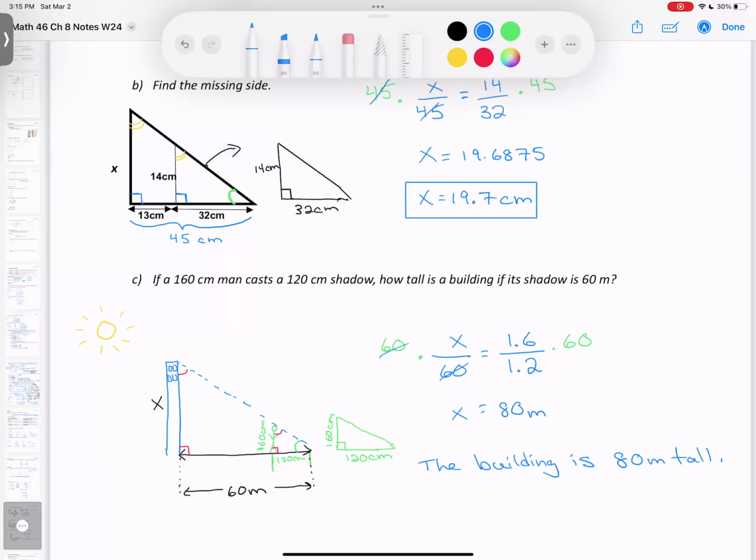This is a cool application because you can actually use it yourself, either using your height or using a meter stick to measure the shadow of something you're interested in figuring out the height of. Maybe a really large tree or a city building, you could measure its shadow. And using similar proportions, you can figure out your unknown height.